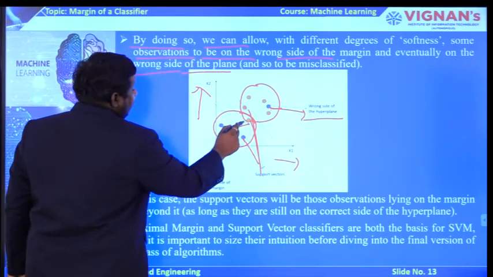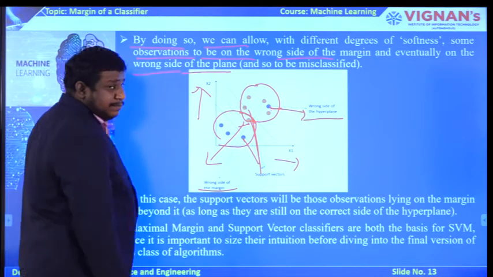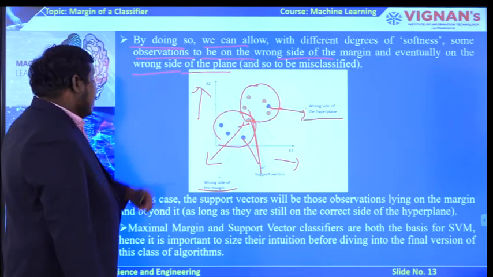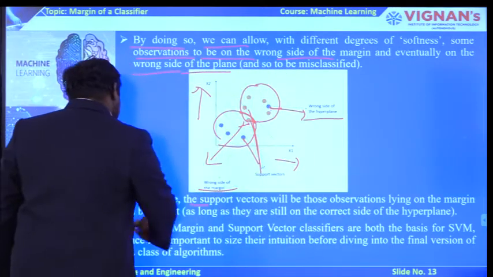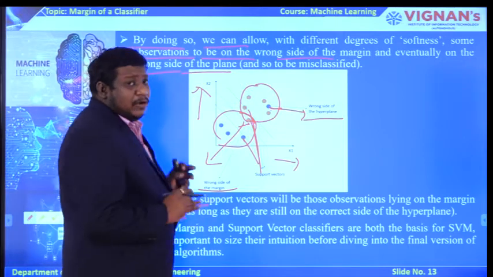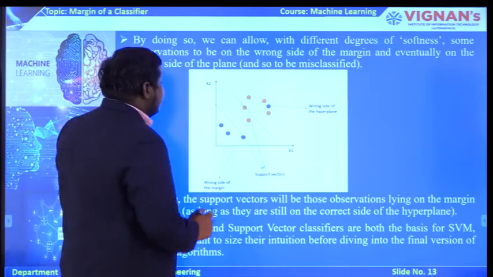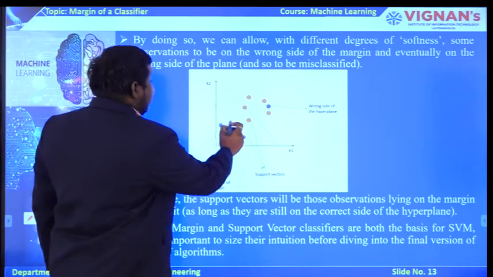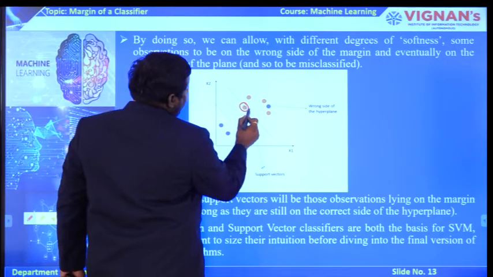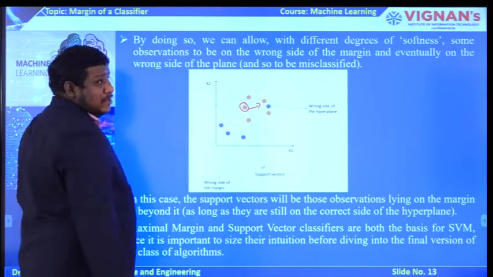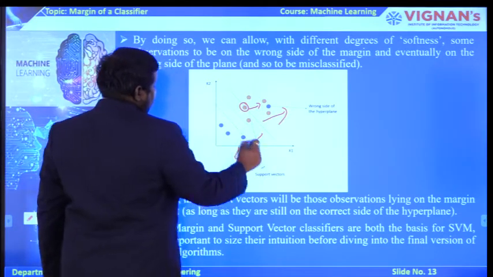Similarly, this orange color can be represented as being on the wrong side of the margin. So in this case, the support vectors will be those observations lying on the margin and beyond it. Those elements which are lying on the margin and beyond it can be considered as the support vectors which belong to this group, and similarly to this group.